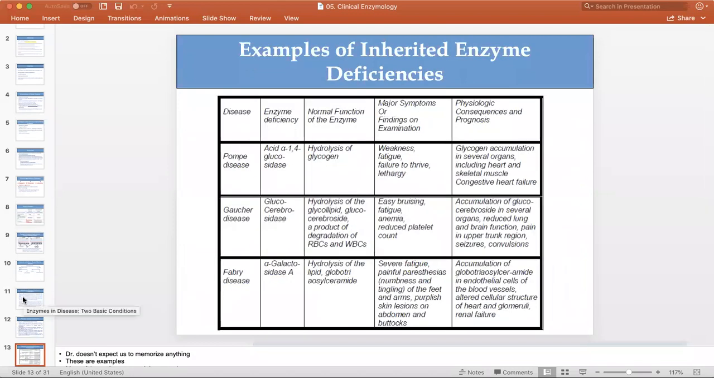So these are just one example of the inherited enzyme deficiency. The category of these diseases is known as sphingolipidosis. This happens because of your accumulation of sphingolipids. Different deficiencies of the enzymes can cause different diseases. So it depends on which enzyme is deficient that will end up causing a certain disease.